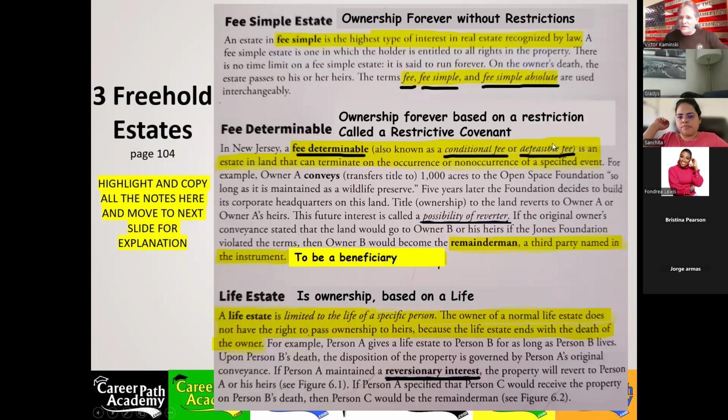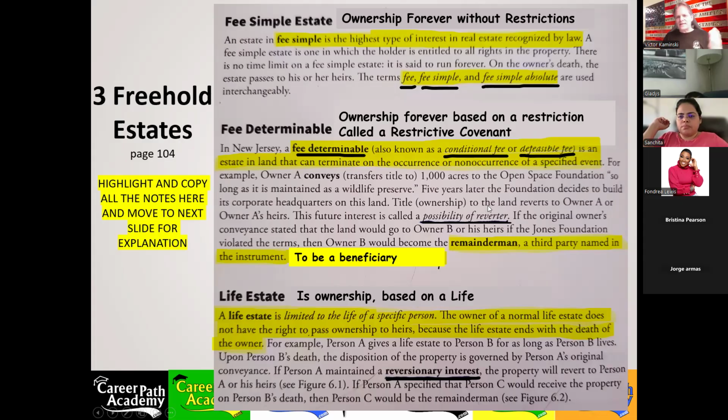Yes, this one goes by three names too. Fee determinable, also known as a conditional fee because it's based on a condition, as long as you don't violate the terms of the conditions. Also known as a defeasible fee. It is an estate in land that can terminate on the occurrence or non-occurrence of a specified event.